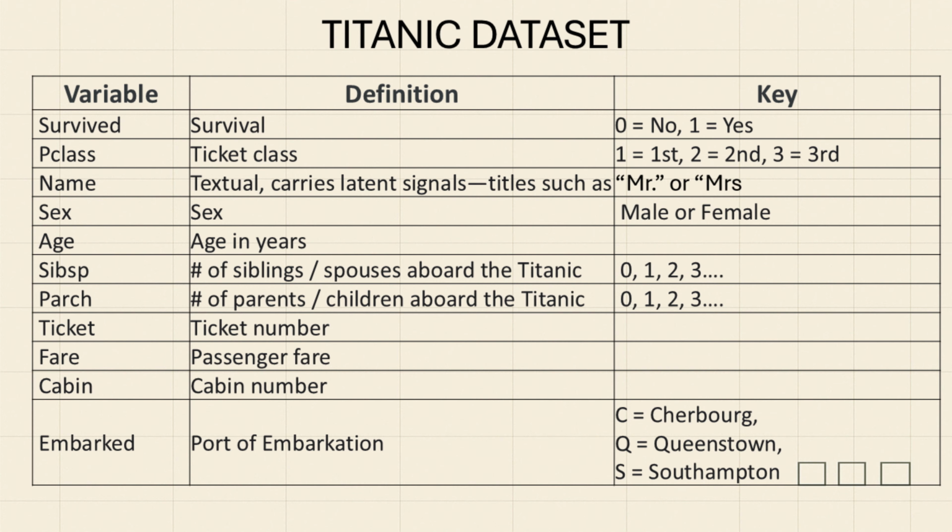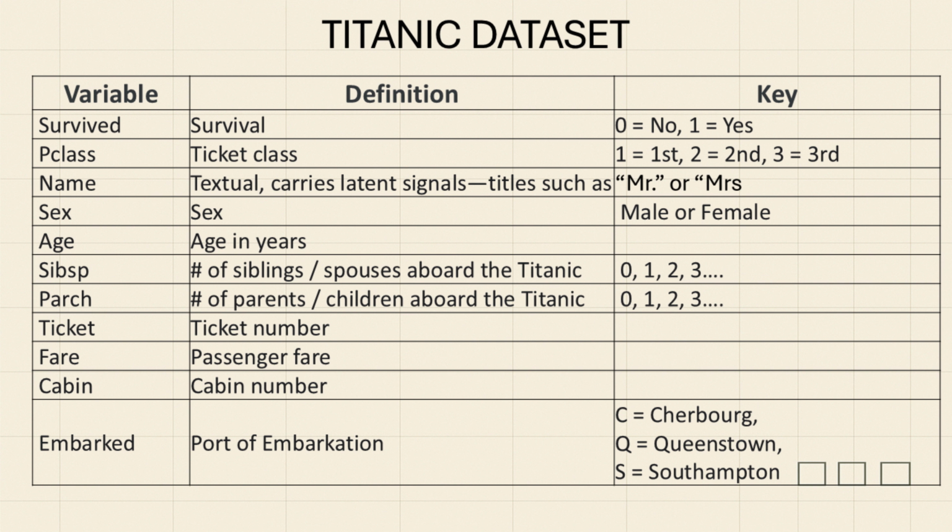The name column, although textual, carries latent signals. Titles such as Mr. or Mrs. quietly encode gender, marital status, and even social standing. Sex, however, makes this explicit and emerges as one of the most influential predictors, reflecting historically documented survival patterns.